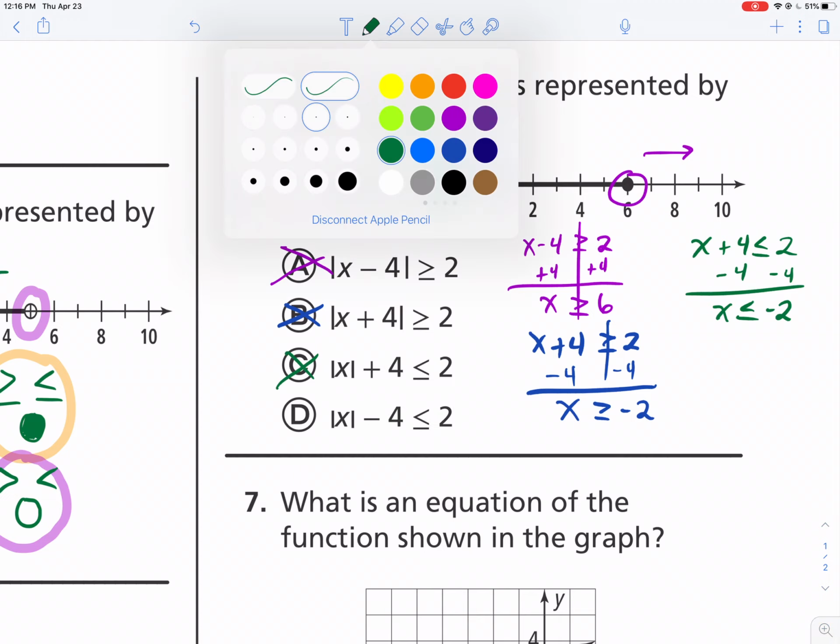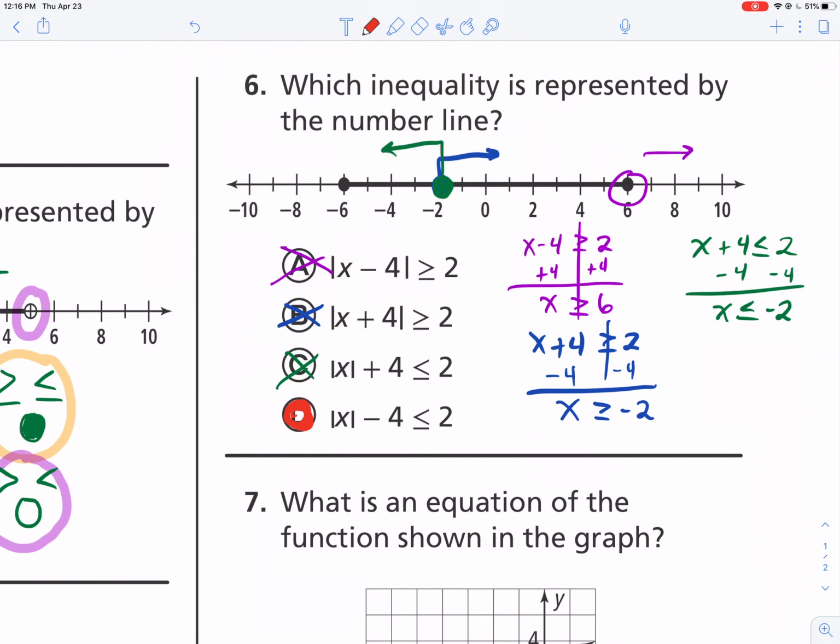So by process of elimination, you can say, well, I know it's D, but we can go through it just to even see part of it. I have x minus 4 less than or equal to 2. If I add 4 to both sides, I get x less than or equal to 6.